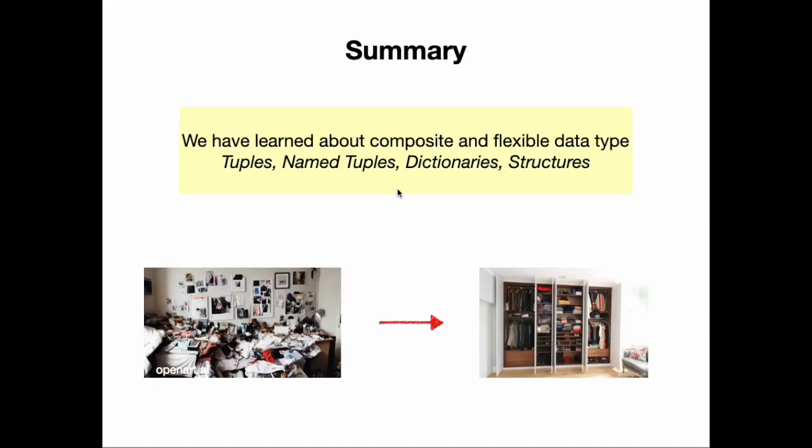So in this lecture, we've learned about versatile containers. These are composite and flexible data types: tuples, named tuples, dictionaries, and structures. These are very useful because they will allow you to basically sort your information to get the place tidy again.